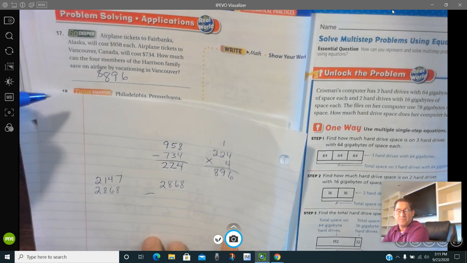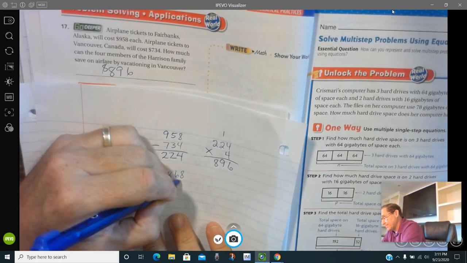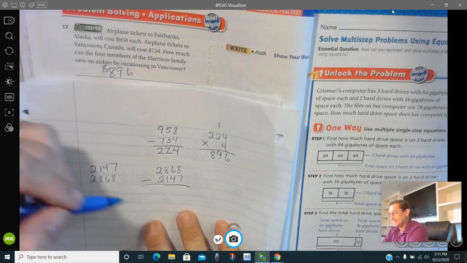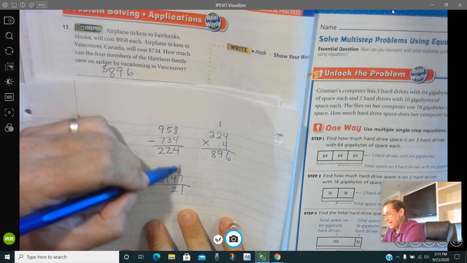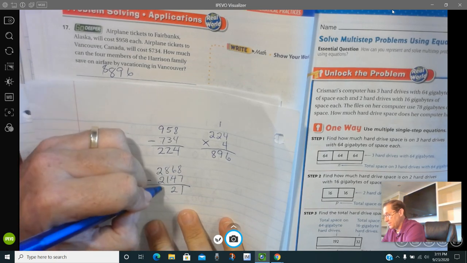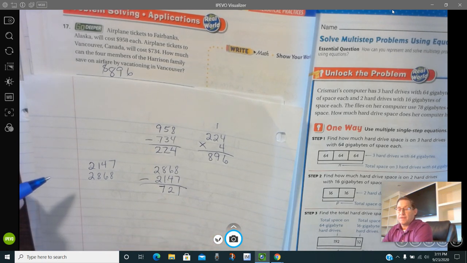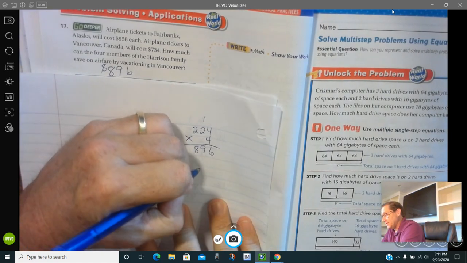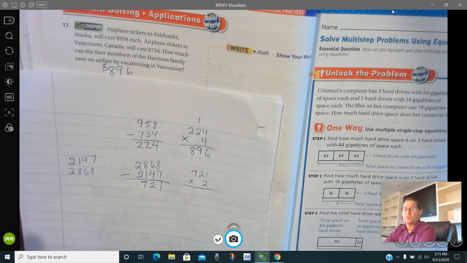So it takes me longer to get from Portland to Philadelphia than Salt Lake City. Okay, so I'm going to find the difference in those 2 trips. 8 take away 7 ones is 1 one. 6 tens take away 4 tens is 2 tens. 800 take away 100 is 700. So each way is 721 miles. We do need to multiply the 721 by 2 because it's a round trip.